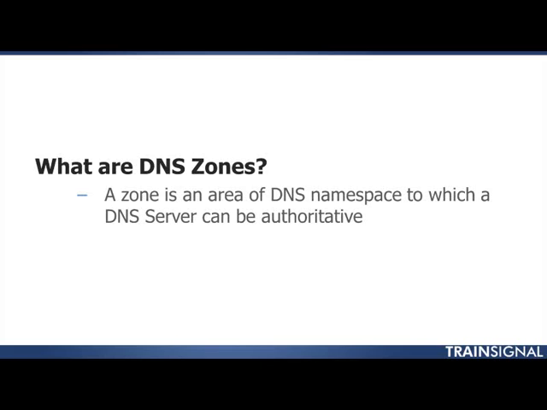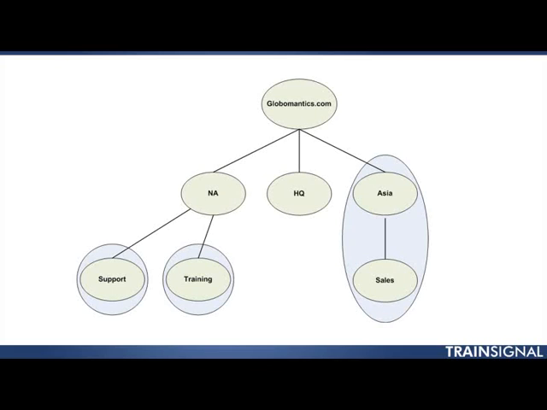exist in that namespace. So examples that we have here, if I go back to globalmantics.com, we see we have some subdomains below that of NA for North America or HQ for headquarters in Asia. And then within NA, I might have support as another subdomain there and training as a subdomain there. And although I know on the previous slide I had sales under HQ, we're going to move sales over into Asia. You'll see that I have some highlighted areas.